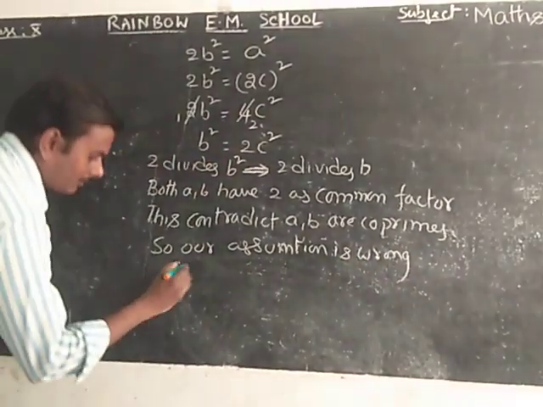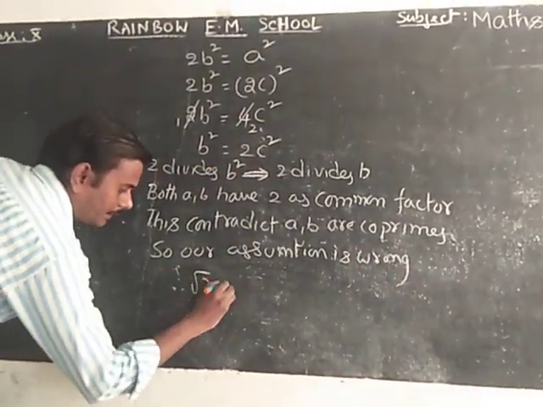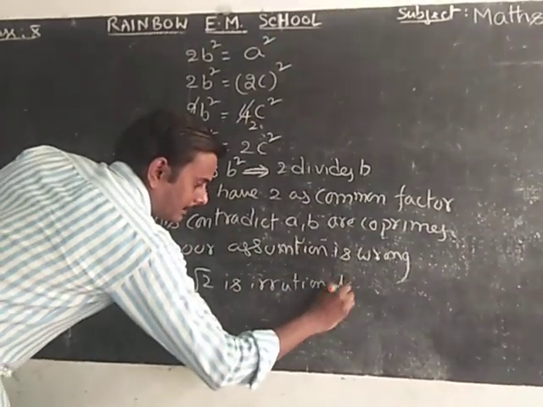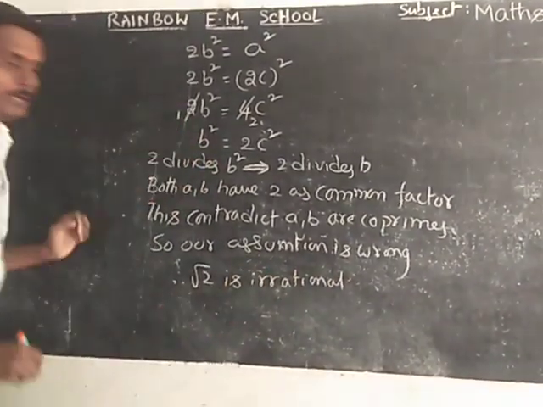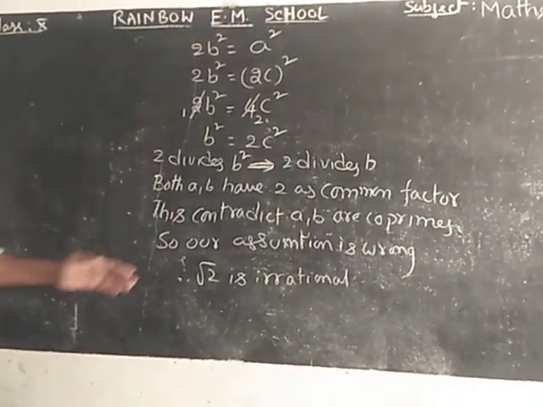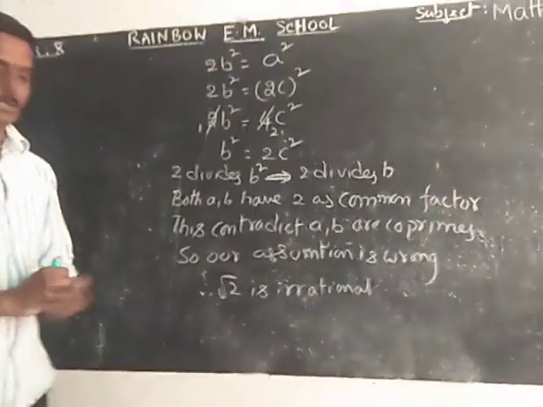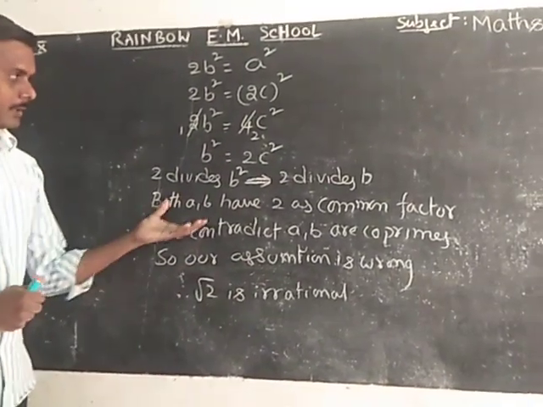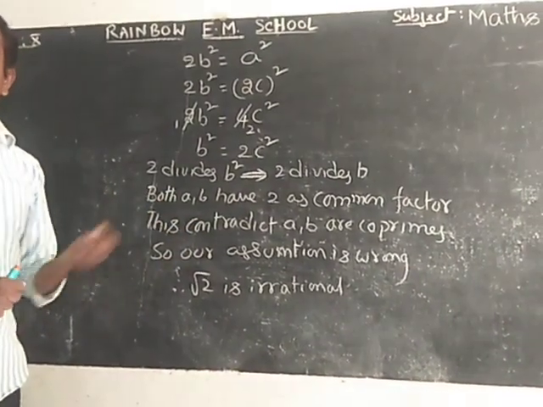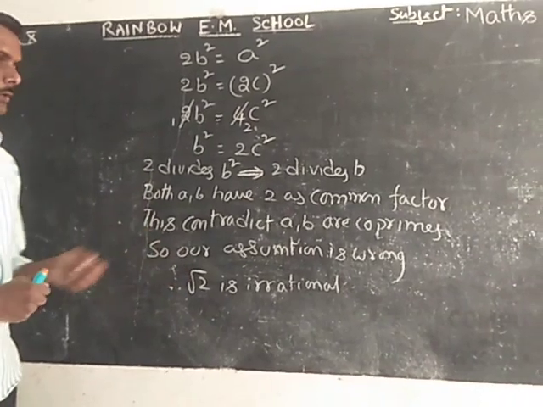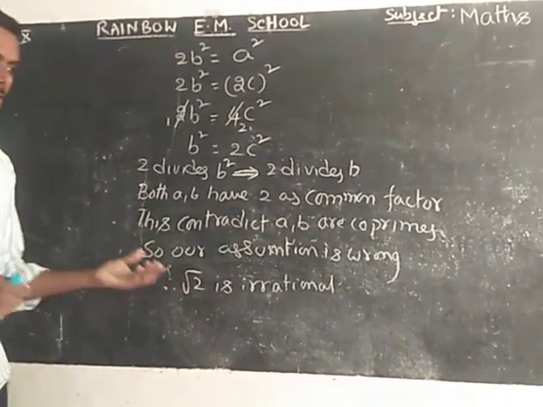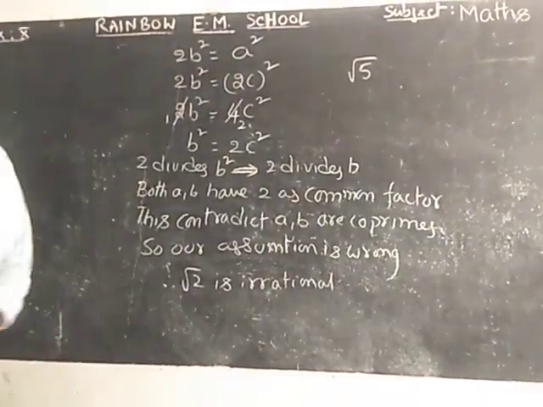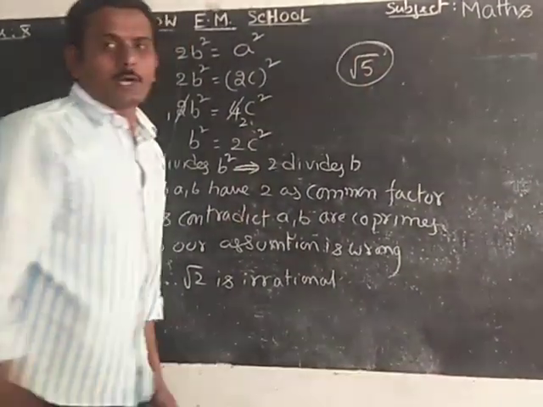Assumption is wrong. Therefore root 2 is irrational. By following proof by contradiction, we prove that root 2 is irrational. This one is very important from the exam point of view also. We have to follow this model only. In the exercise, we have to prove that root 5 is irrational, only that we have to prove.